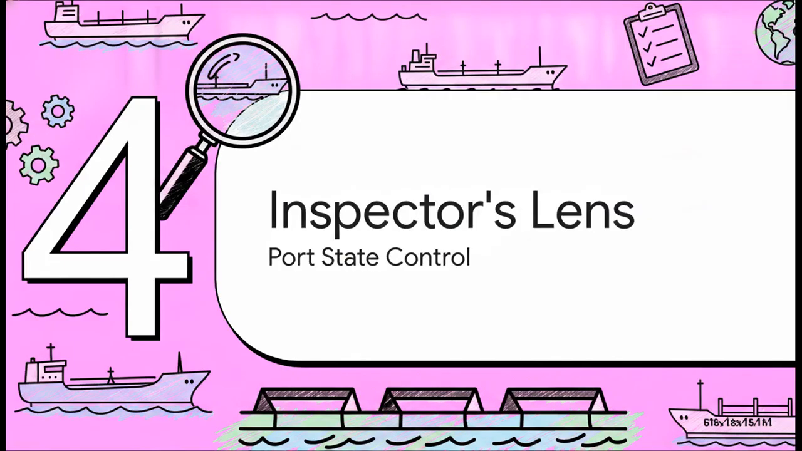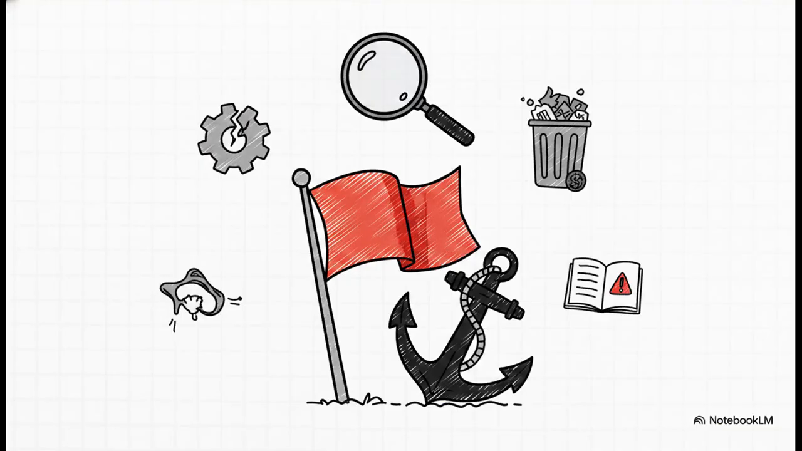Part 4. The Inspector's Lens. Port State Control. Let's raise the stakes a bit and view MARPOL through the eyes of a Port State Control inspector walking up your gangway. What exactly is going to trigger an immediate red flag and get your ship detained? Well, a defective oily water separator for starters, crew unfamiliarity with the SOPEP, which is the Shipboard Oil Pollution Emergency Plan, falsified record books, improper garbage segregation, or missing and expired certificates.